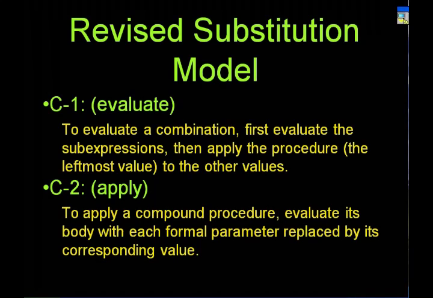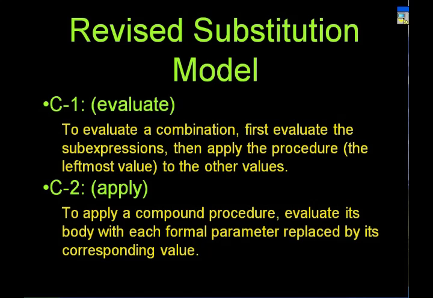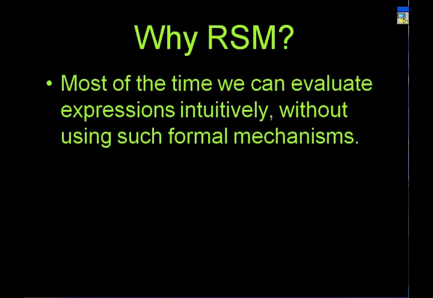So what happens in the evaluation of these scheme expressions is that the parentheses stuff is known as a combination. To evaluate a combination, you first evaluate the sub-expressions, which I told you before, and then you apply the procedure, which is the leftmost stuff, on the sub-expressions. To apply a compound procedure, you evaluate the body with each formal parameter replaced by the corresponding value. This one sounds very obscure. It's easier to see it in practice, so I'll show you later.